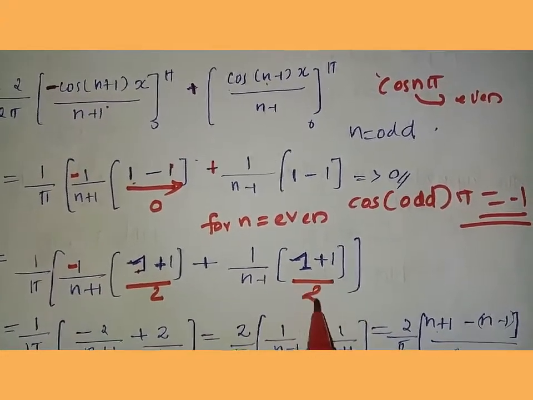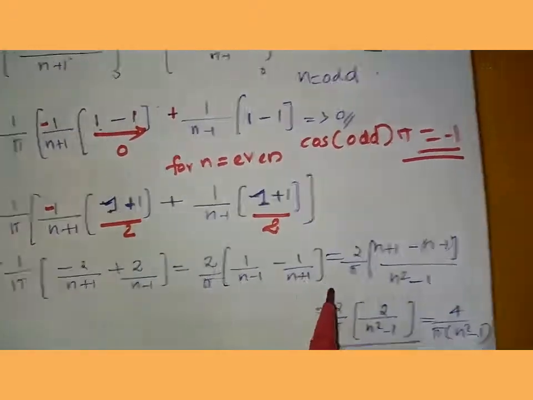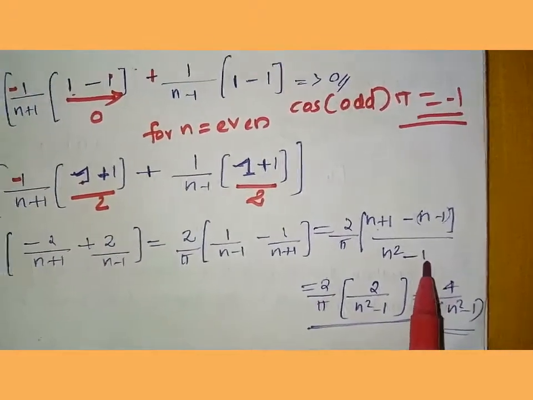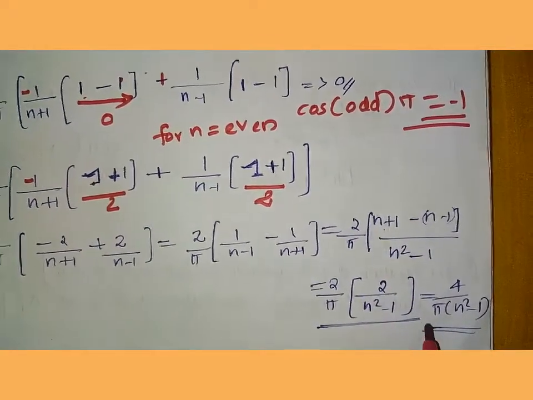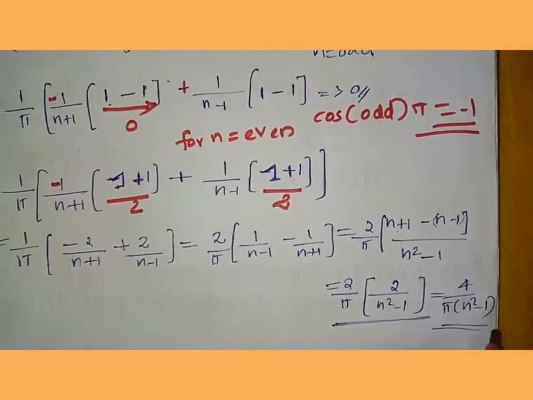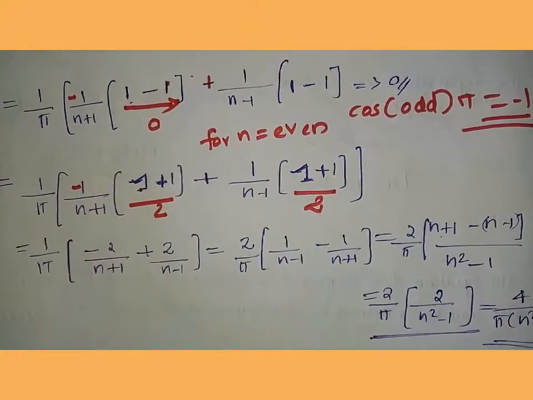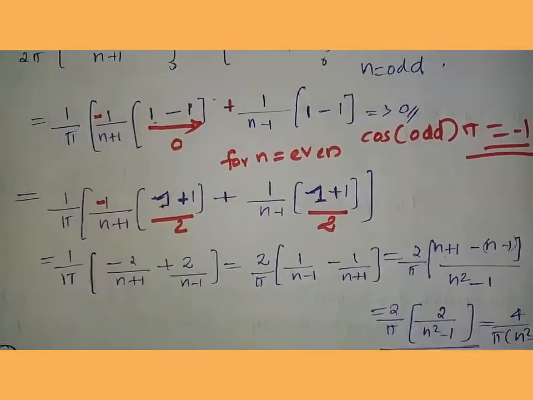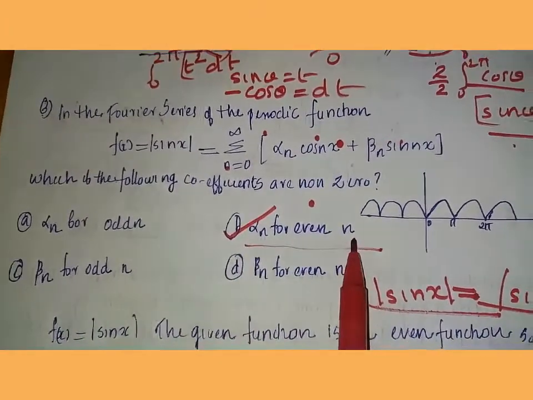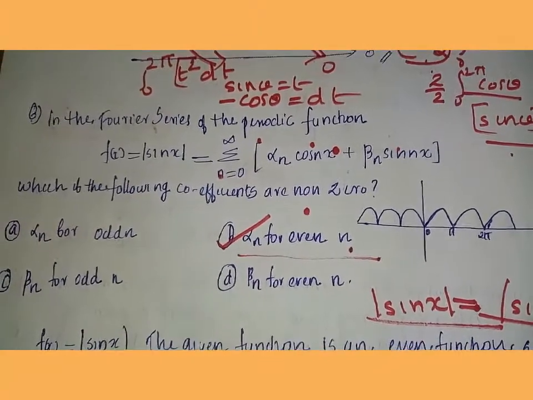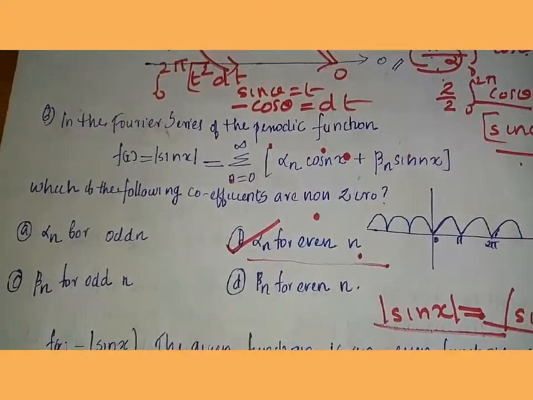Here also we get the condition like that. So minus 2 by n plus 1 plus 2 by n minus 1. After cross multiplying and taking common, we get the answer as 4 by pi into n square minus 1. The question is, in this Fourier series, we should find which coefficients are non-zero. The coefficients are alpha n for even n. For n equal to even, the coefficient is non-zero. Okay, this is the answer.